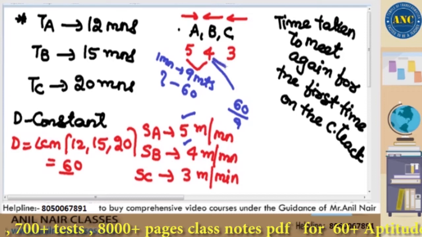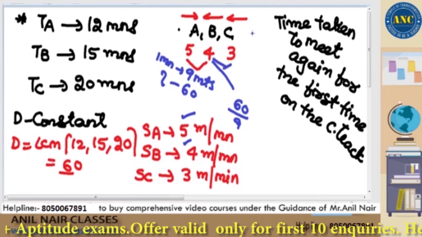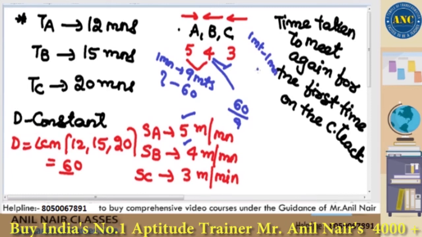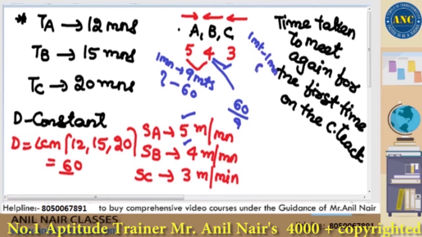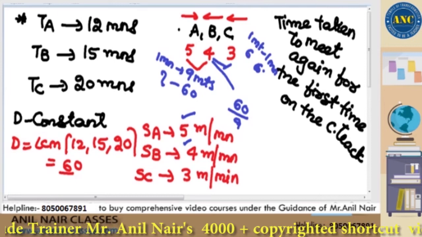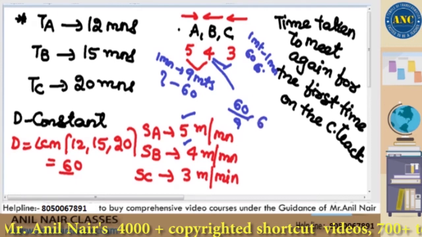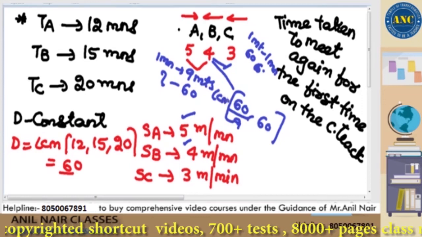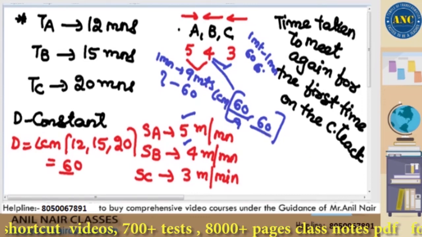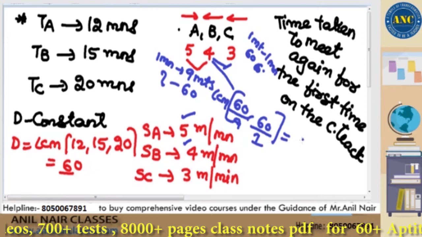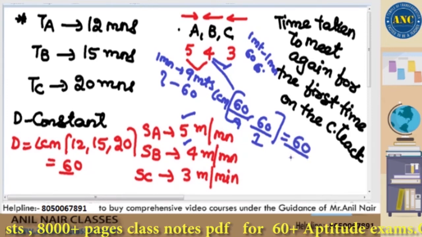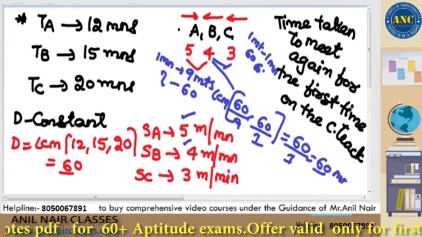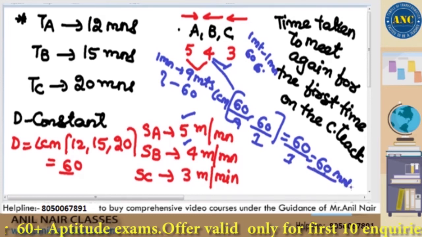These both are meeting in the same direction. Same direction means the difference is 1 meter for 1 minute. But according to my assumption, it is 60. So it is 60 minutes. All of them should meet together. So it is nothing but the LCM of 60 by 9, 60 by 1. So it is 60 by 1. So 60 by 1 is 60 minutes.